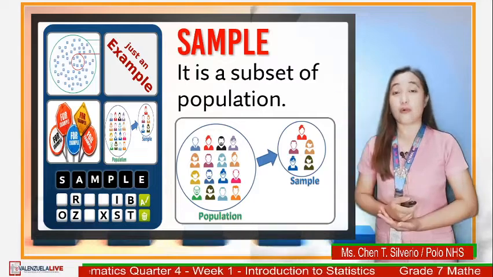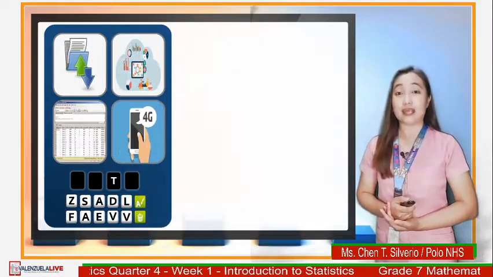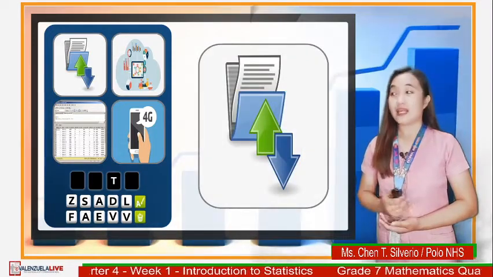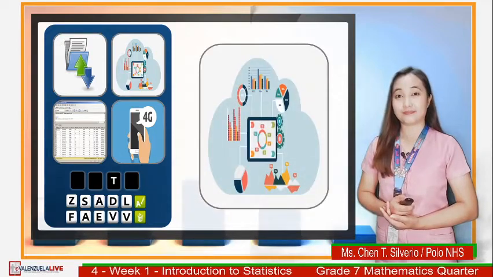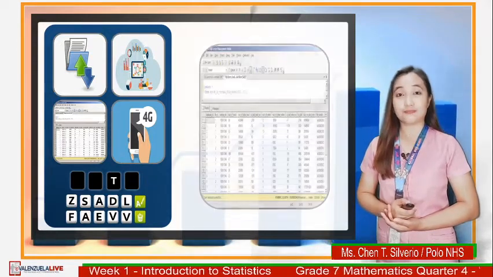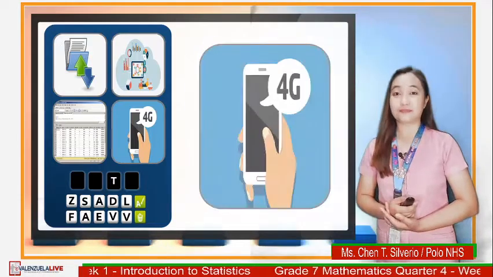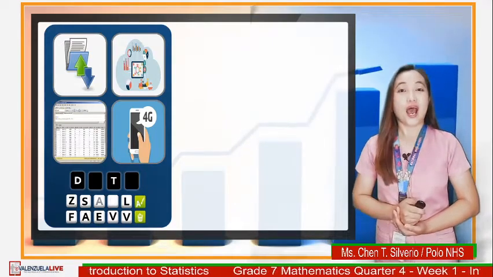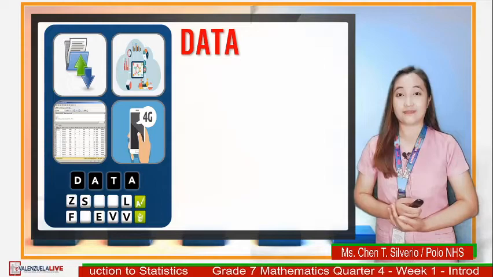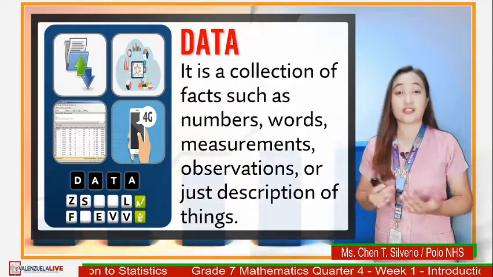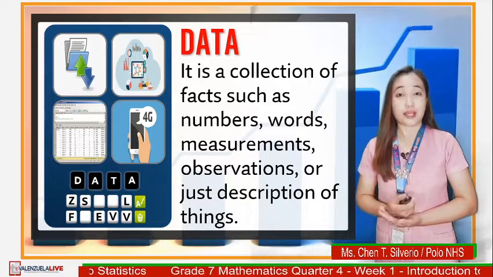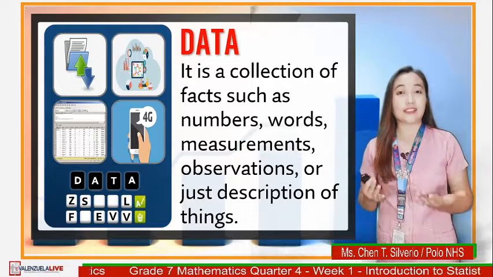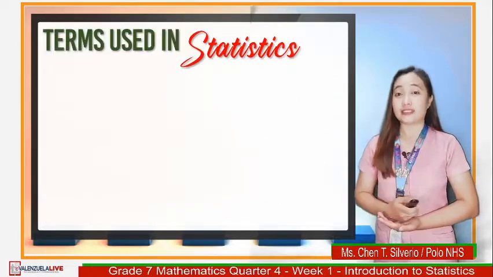Let us now move to our third word, represented by these 4 pictures. The first one, next picture, the third picture, and the last one. What do you think is the word? Very good. Our third word is data. Data is a collection of facts such as numbers, words, measurements, observations, or just a description of things. It is the raw information from which statistics are created.